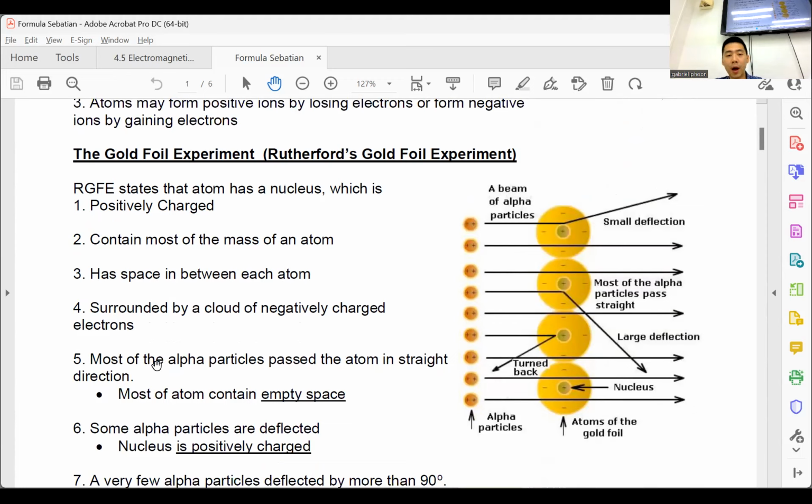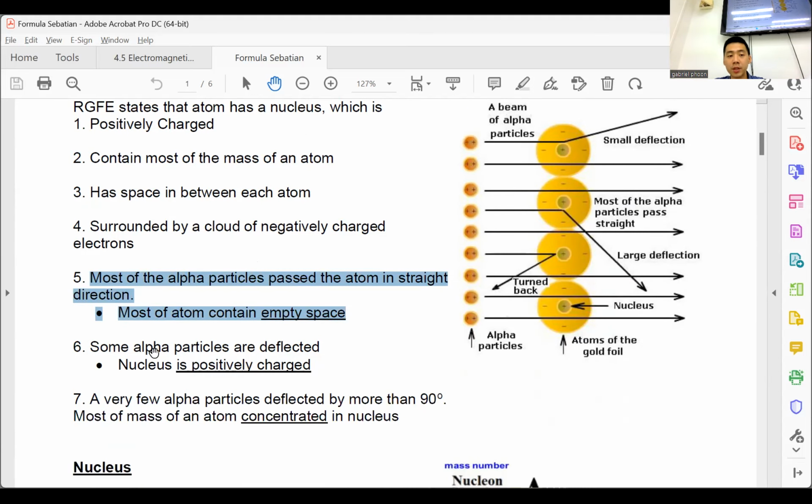How do we prove that? How do we prove that it's all empty? Most of the atom is empty space because most alpha particles pass through the atoms in a straight direction. Most atoms contain empty spaces. This one here proves that it has empty spaces in between them, right? Some alpha particles are deflected.